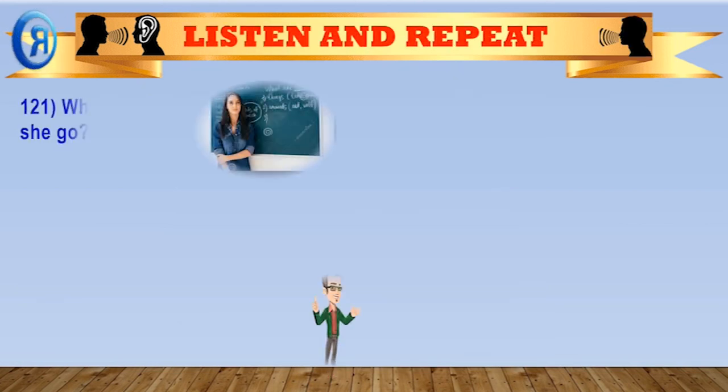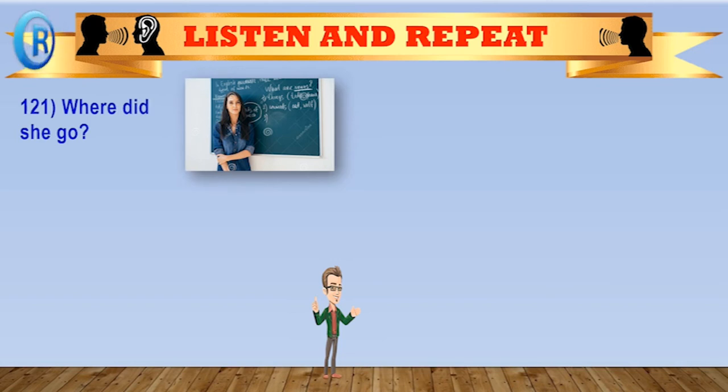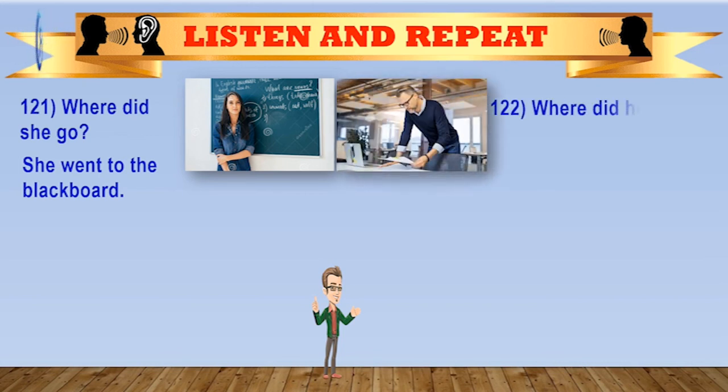121. Where did she go? She went to the blackboard. 122. Where did he go? He went to the office.